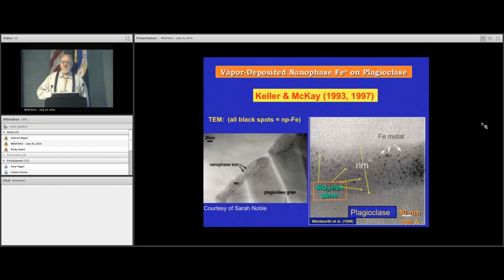And this was the major thing that Lindsay Keller did. He was a postdoc of Dave McKay's at JSC, and he showed these nanophase iron as a vapor deposited rim on almost all grains in a mature lunar soil. A fantastic discovery. We knew there was nanophase iron there. Now we call it, in those days, single domain iron because it had a specific size range, 3 to 33 nanometers. And then nano became sexy, so we said, okay, it's all nanophase iron.